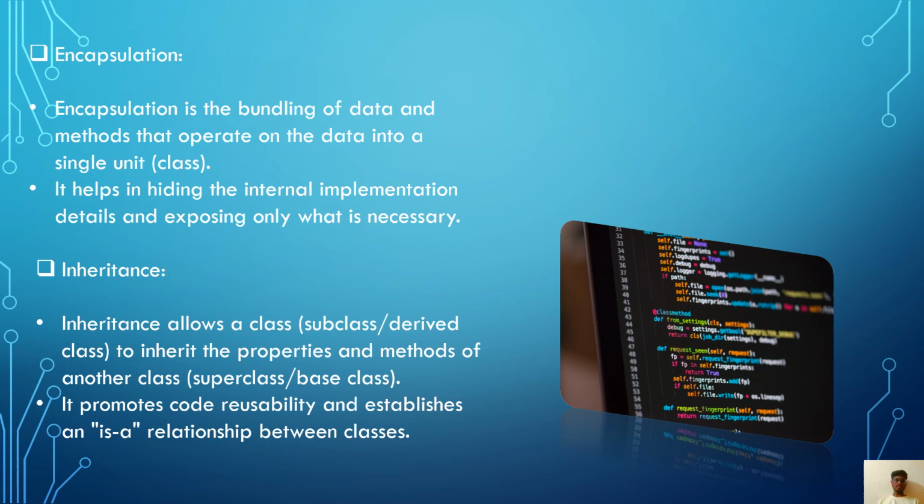Inheritance. Inheritance allows a class, a subclass or derived class, to inherit the properties and methods of another class, the superclass or base class. It promotes code reusability and establishes an is-a relationship between classes.